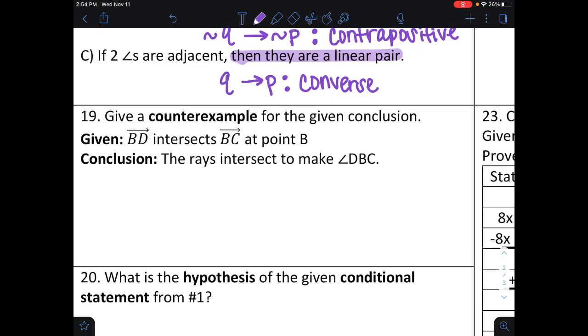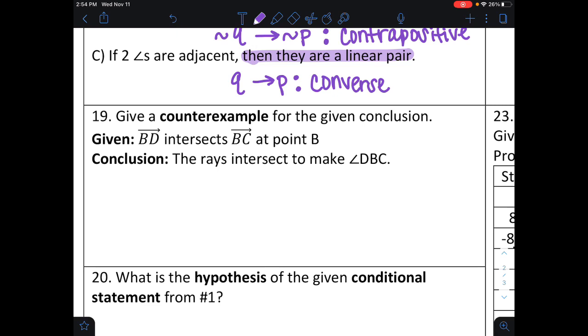Give a counterexample for the given conclusion. All right, so now we need a counterexample. Don't forget, a counterexample is going to prove it wrong. So we're trying to prove this statement wrong. Given that BD intersects BC at point B, we need to draw a different conclusion, or disprove the conclusion that the rays intersect to make angle DBC.